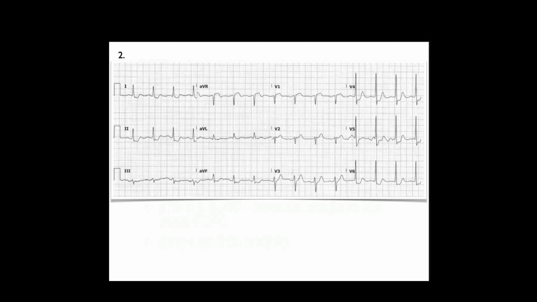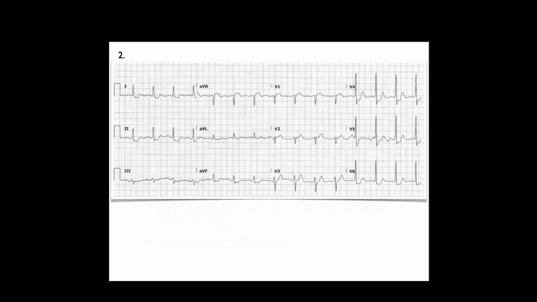I can't remember if it said depression in AVF, depression in V4, 5, and 6. There's kind of depression in V3, but it's upsloping. I'm not as concerned about that. And there's elevation in AVR. Yes. So what are you going to call this?